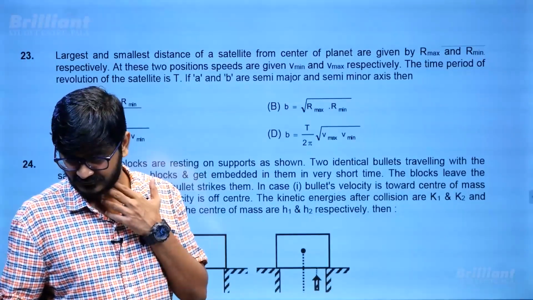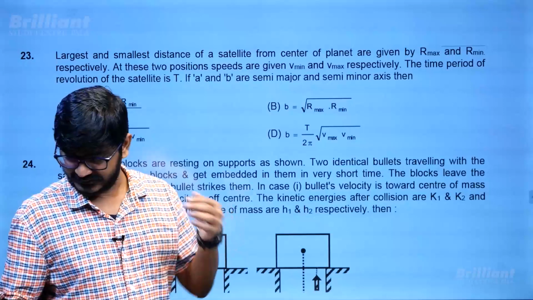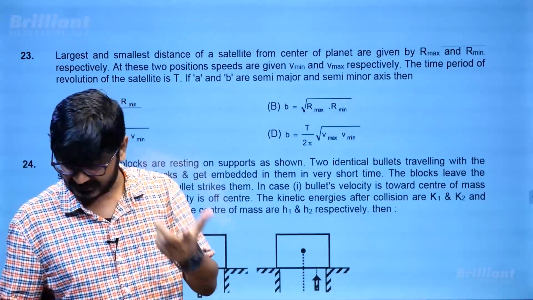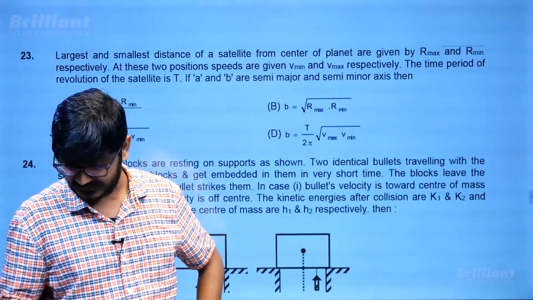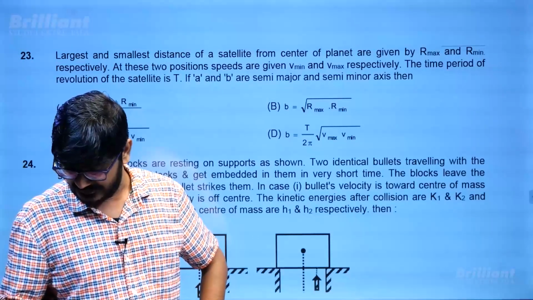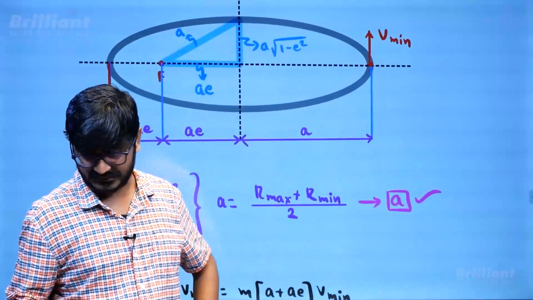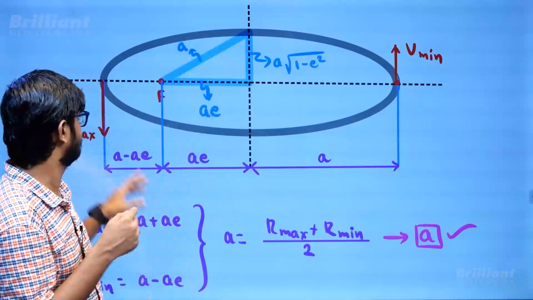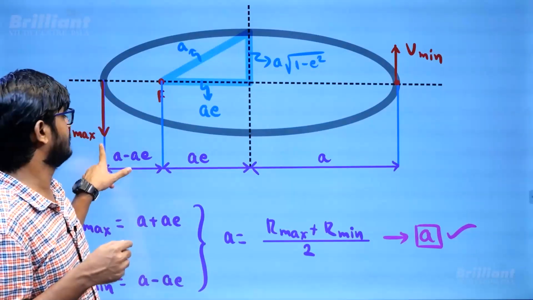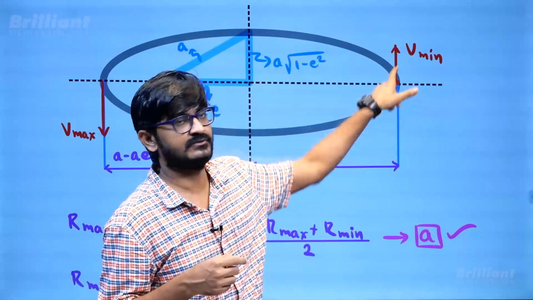Largest and smallest distances of the satellite from the center of the planet are given. At these two positions, V minimum and V maximum are given. So the time period of satellite A and B. Okay, so the first thing is this is the ellipse, and when the distance is minimum, speed will be maximum. When the distance is maximum, speed will be minimum.